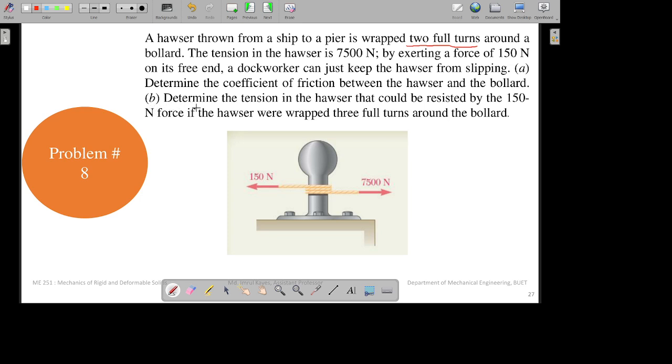A. Determine the coefficient of friction between the hawser and the bollard. B. Determine the tension in the hawser that could be resisted by the 150 Newton force if the hawser were wrapped 3 full turns around the bollard.